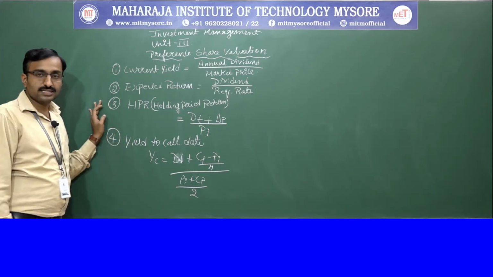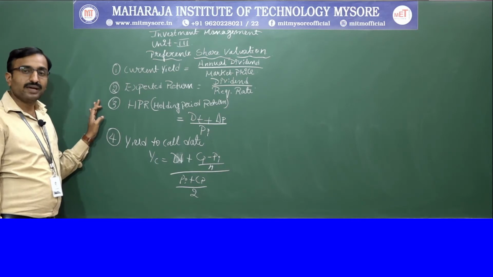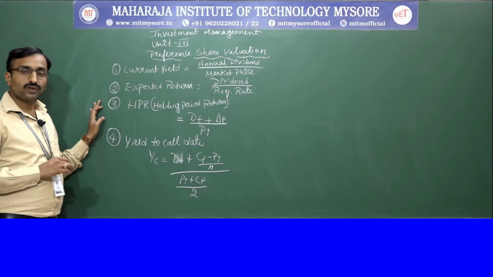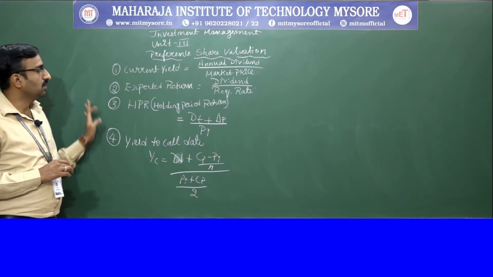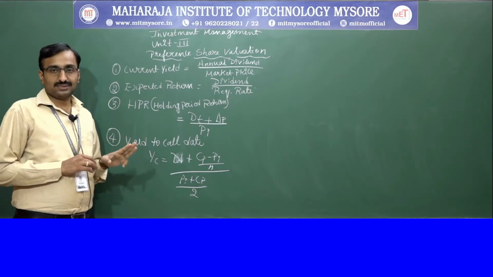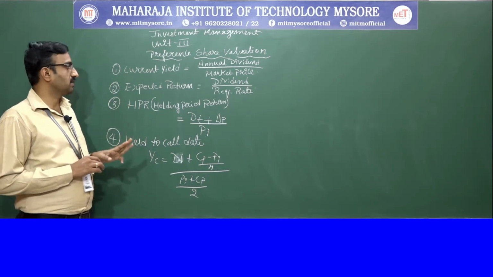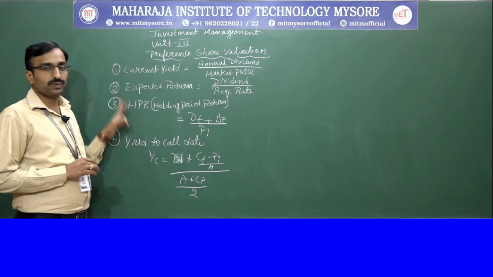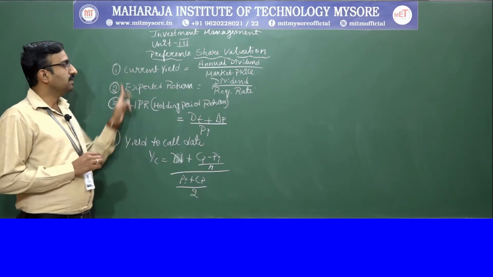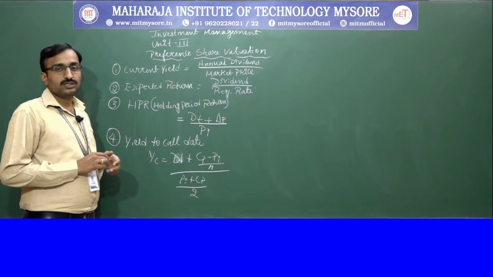Generally this kind of problem will be asked for 3 marks. They ask questions from preference share valuation only for 3 marks. We have to apply any of these formulas based on the availability of the data, and then we find the value of preference shares.